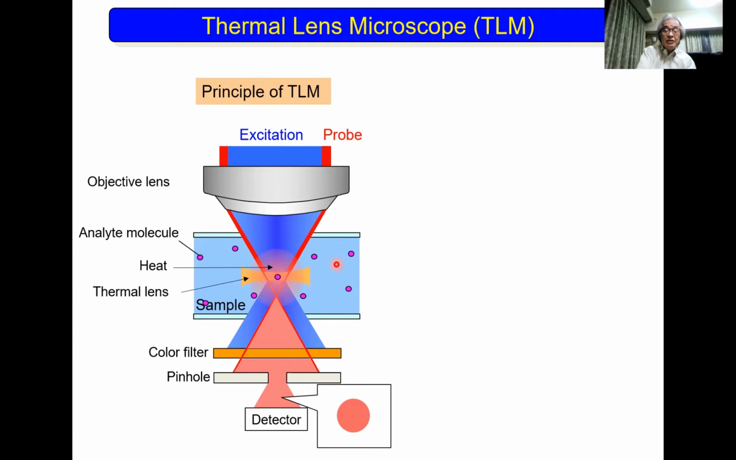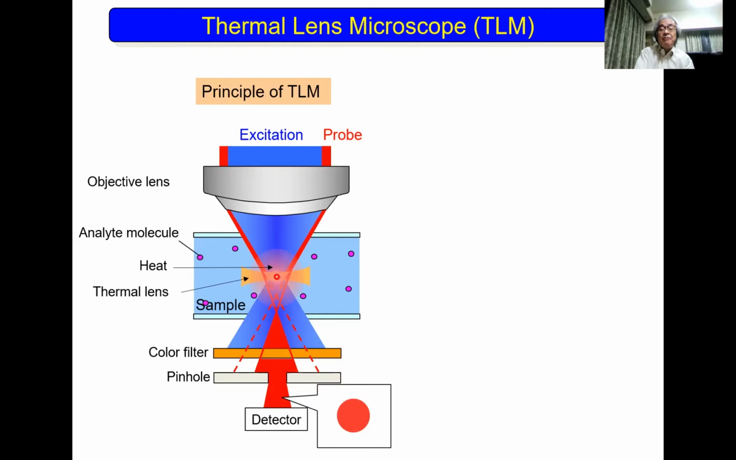The thermal lens effect is usually a concave lens, and that is why the concave lens changes the focal length of the objective lens. This kind of change of the light path has occurred, and the intensity of the probe beam becomes higher than the original one. So when we detect the intensity of the probe beam, we can know the degree of the thermal lens effect.